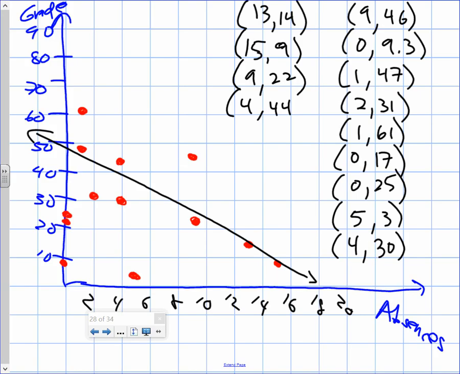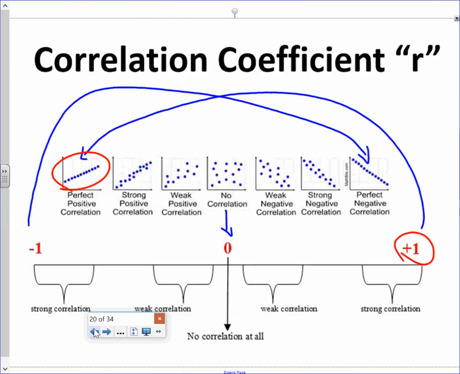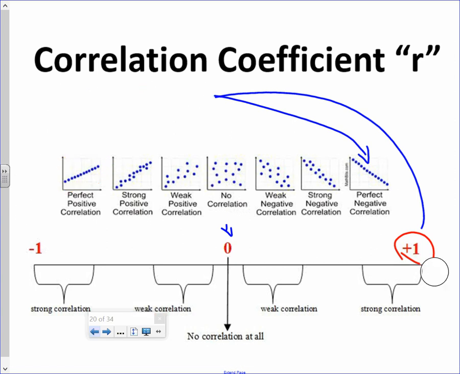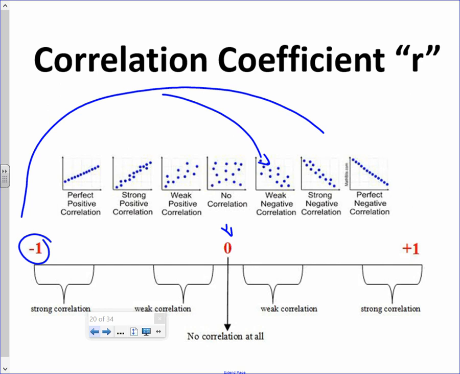So everyone just put this in your notes. R is equal to negative 0.30. We're going to round to the nearest hundredth. How close is that to negative 1? Well, let me look at my scale. My scale was right here. So it was kind of on the weak side. So here's negative 1, right? It was kind of looking like this. It's a weak negative correlation.